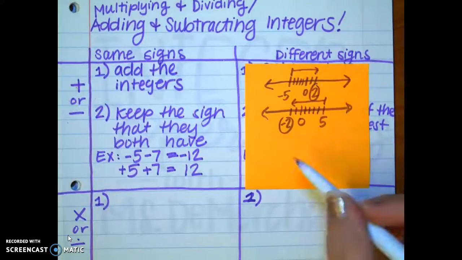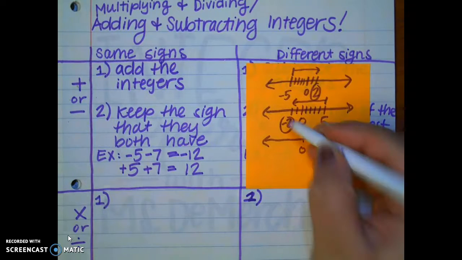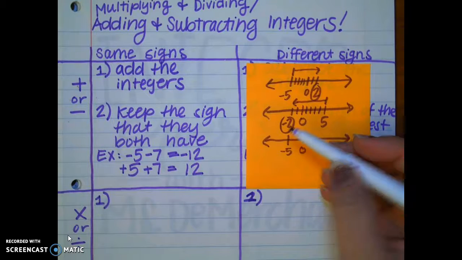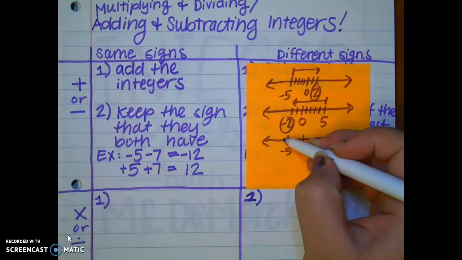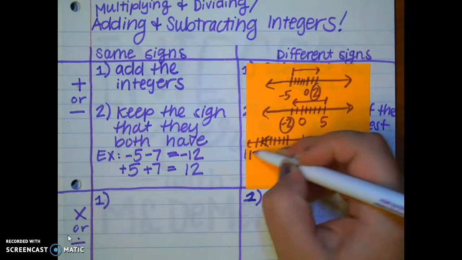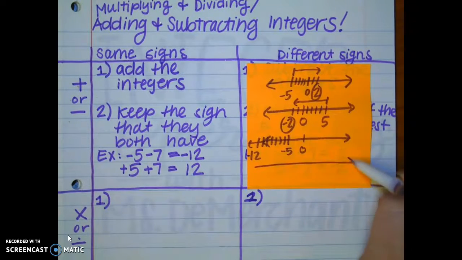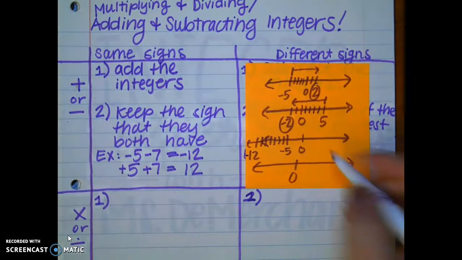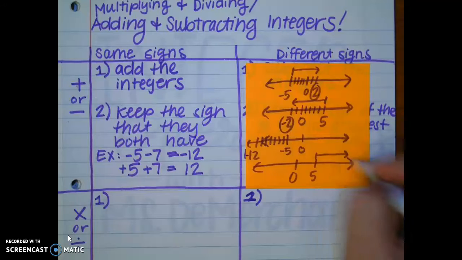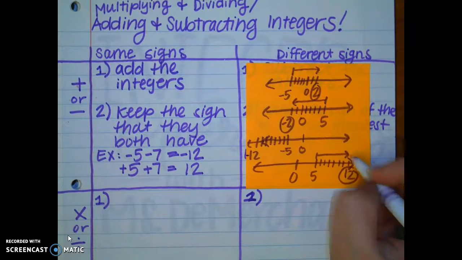Now, let's look at these ones with the same signs. If we start at -5, and we're subtracting 7, that means we're still going to the left. We're going 1, 2, 3, 4, 5, 6, 7, and that ends us up at negative 12. But for this next one, if we're starting at positive 5 and we're adding 7, that means we're going to the right 7, and we're going to end up at positive 12.